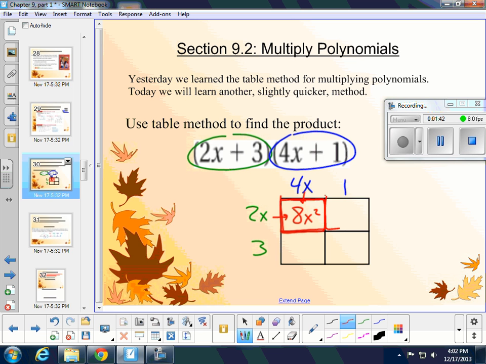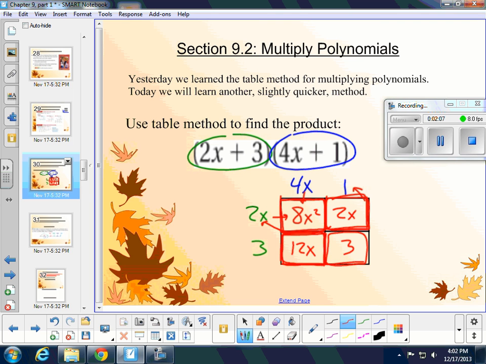Okay. In the top right here, now I'm going to multiply this top number and then the one in this far row here, so 2x times 1. And that's going to be my result I'll put in this top right square. So 2x times 1 gives me 2x. The bottom left square, I'm going to multiply 4x times 3, which gives me 12x. And the bottom right square will be 3 times 1, the last two things to multiply together, which just gives me 3.